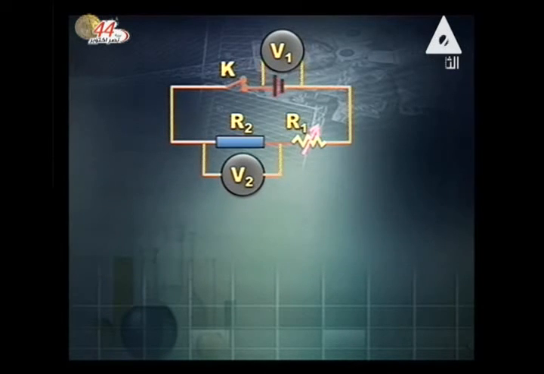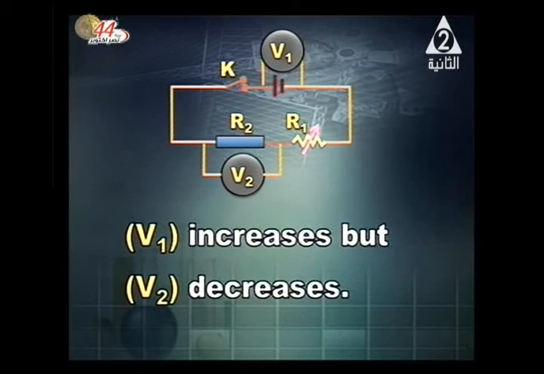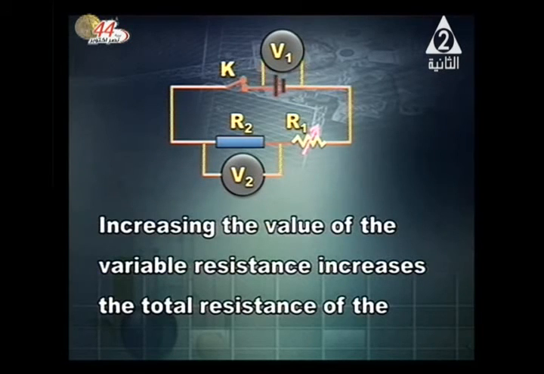When increasing R1, V1 will increase, but V2 will decrease. We'll explain this. Why? Increasing the value of the variable resistance increases the total resistance of the circuit. Of course, the total resistance of the circuit is the sum of the internal resistance of the cell and R1 and R2. So when R1 is increased, the total resistance of the circuit increases. And what about the current passing through the circuit? Of course, it will decrease.